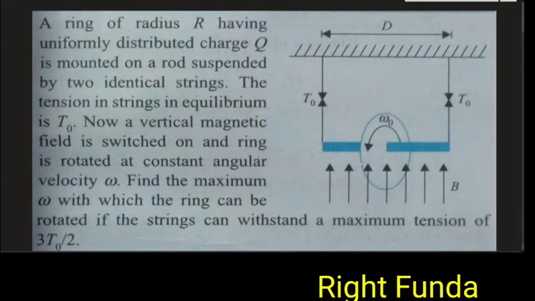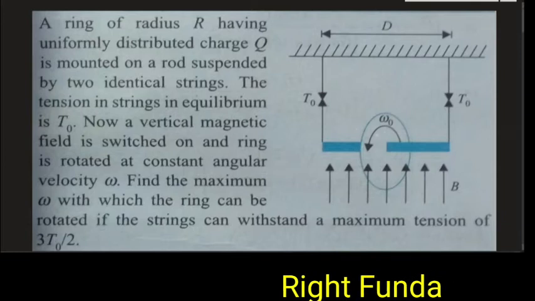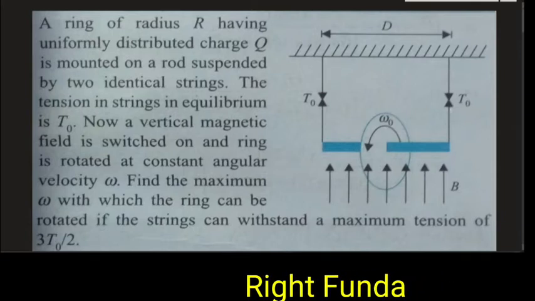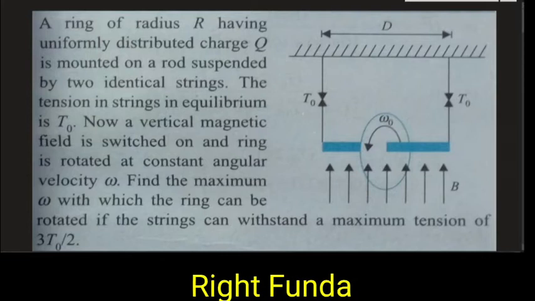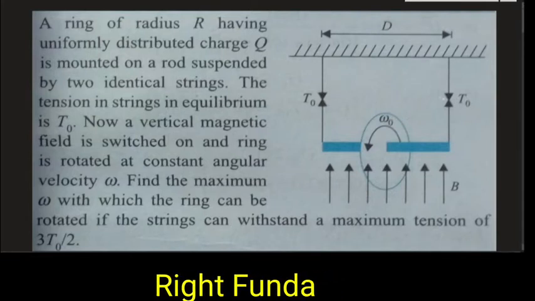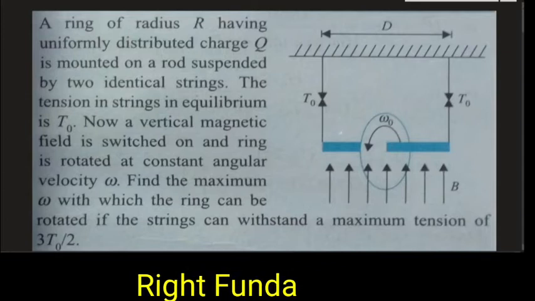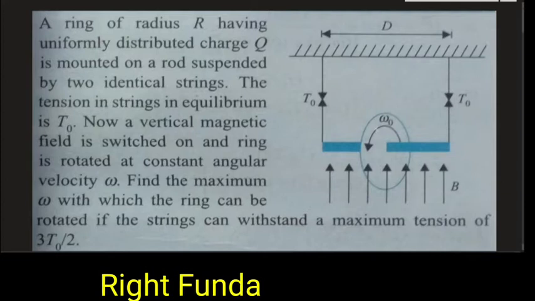But when you start giving some angular velocity to this, the question asks what maximum angular velocity can be given so that the strings will not break. The breaking strength, or the maximum tension the string can bear, is 3 T naught by 2, where T naught is the tension in each string when it was not rotating, and the distance between the two points of suspension is also given to us.